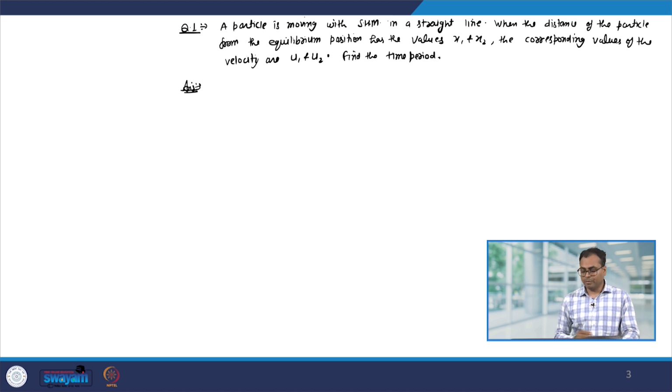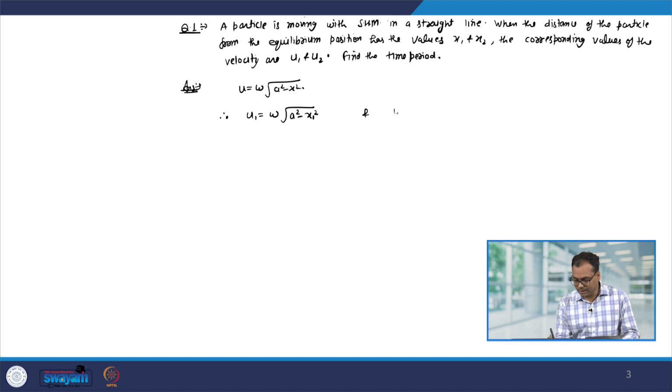So, we already saw that when a particle is at a distance x from the equilibrium, the velocity u is equal to omega square root a square minus x square. Herein it is given that when the particle is at a distance x1, its velocity is u1. So, u1 equal to omega square root a square minus x1 square. And here a is the maximum distance that the particle can go. And similarly, you have u2 equal to omega square root a square minus x2 square.